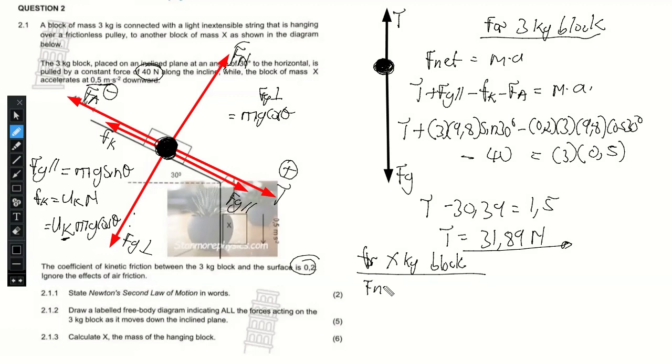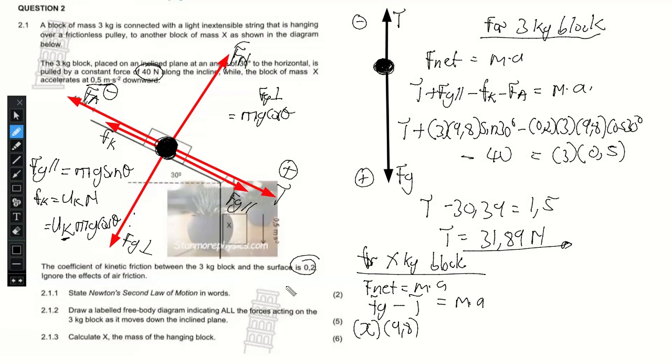then F net is equal to ma. Now this is supposed to be what? Fg minus tension, since now this will be the positive direction and this will be the negative direction. Again, this is the positive direction because it is the positive direction of motion. The block is moving downward, therefore this is positive and this is negative. So Fg minus tension is equal to ma, and then this will become x multiplied by 9.8.